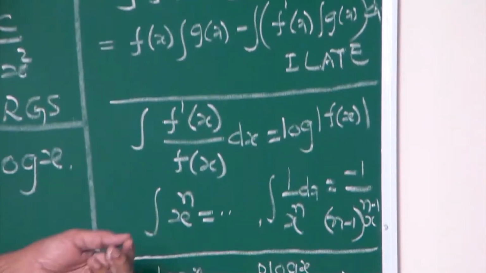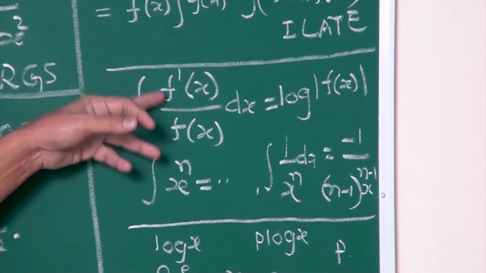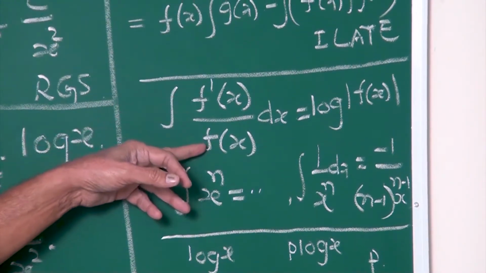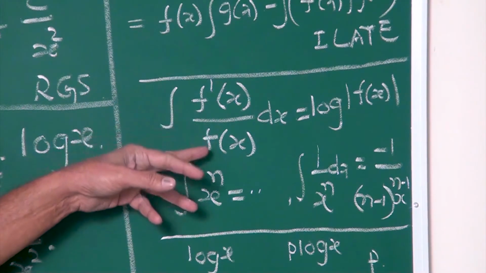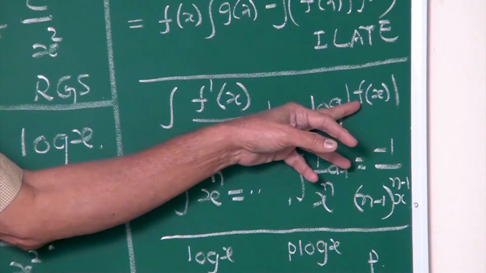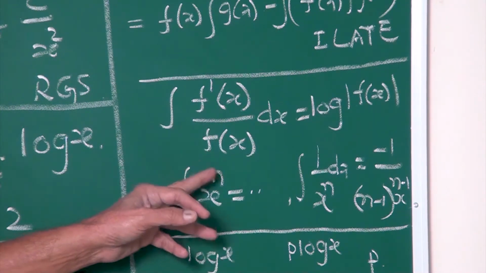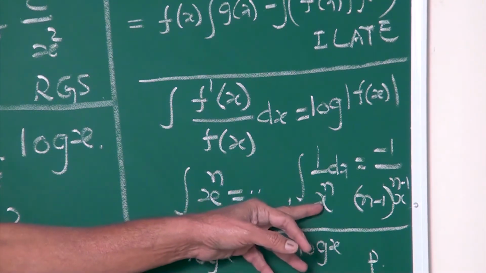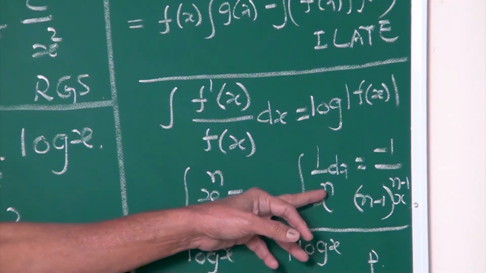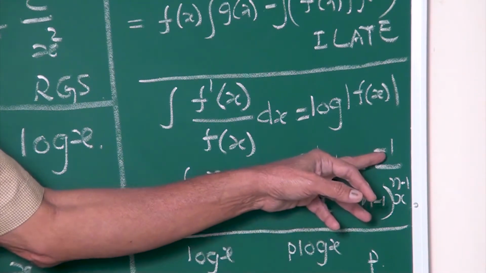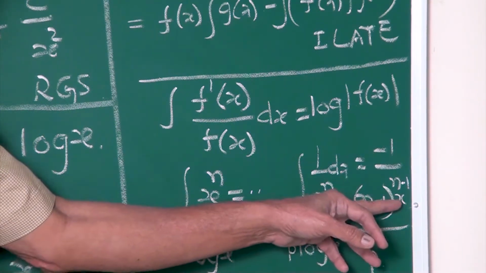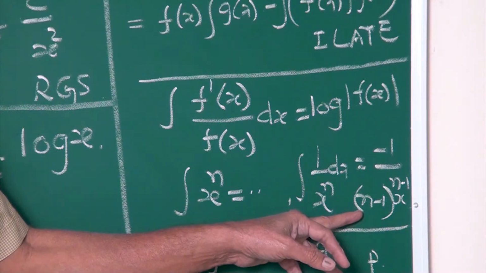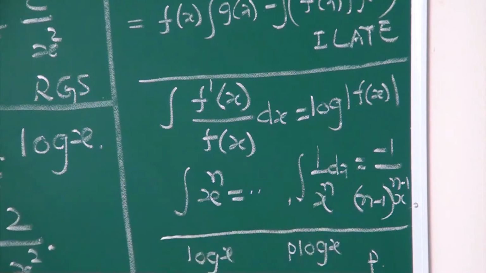This is as usual your integration formula. F dash upon f: if the numerator is the exact derivative of the denominator, it is log of the denominator, log f(x). X to the power n gives x to the power n plus 1 upon n plus 1. If the same is in the denominator, 1 upon x to the power n, it is minus 1 upon n minus 1 into x to the power n minus 1. Even in the previous video, we used this formula while doing some examples.